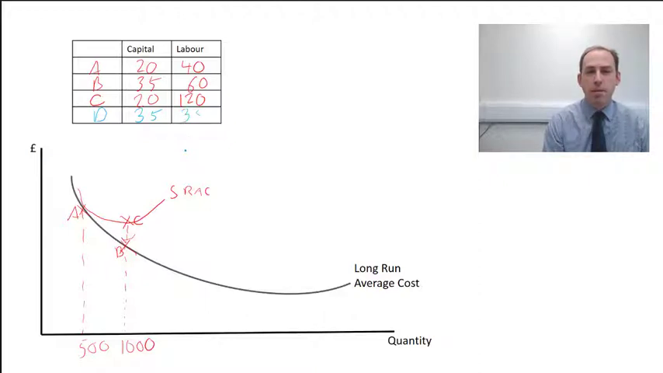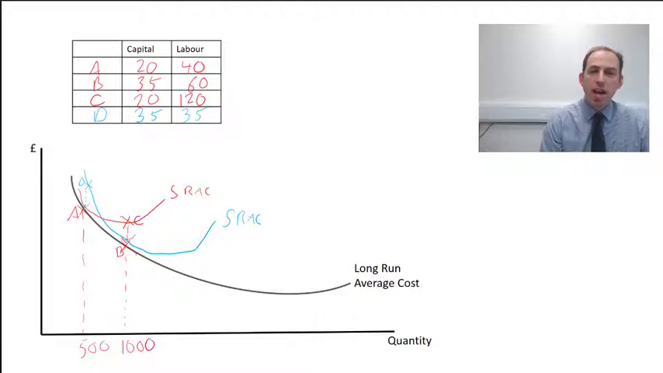So at point D, I'm going to have 35 capital and 35 labour. I'm going to be producing 500 units, but it's going to be more expensive than it would be if I was at point A with my optimal factor combination. So let's label point D up there. That should be above 500 units. So again, there's a short run average cost curve. It goes between points B and D. So I move from B to D in the short run, and then in the longer run, as I manage to sell off my machinery and employ a few more workers, I move from D down to A.